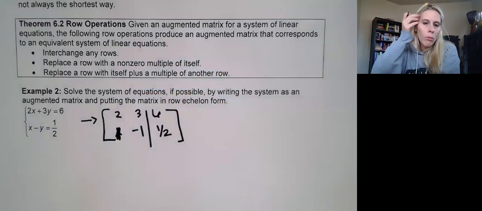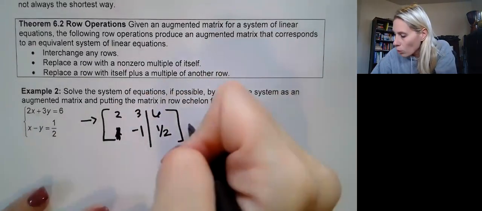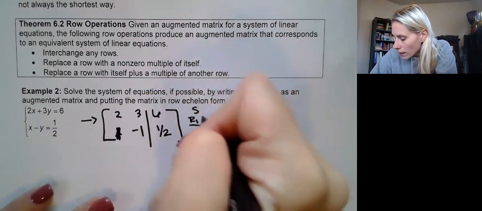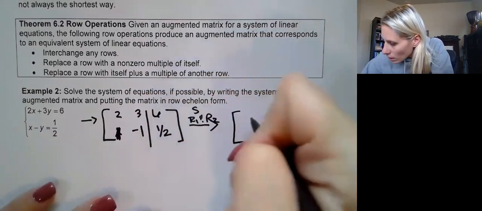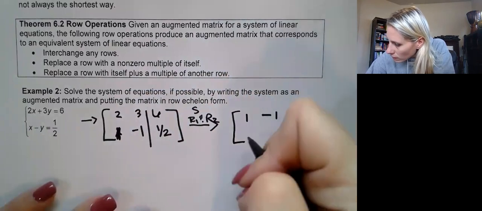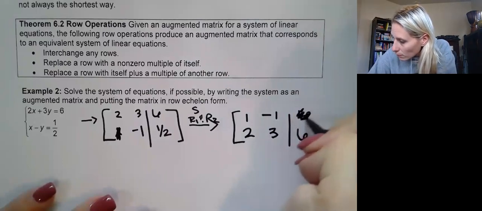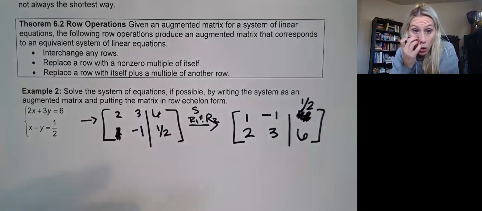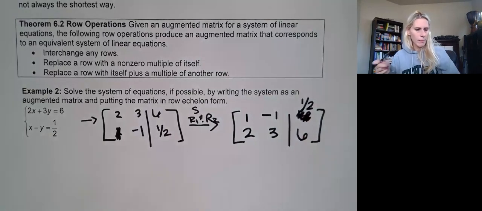All right, so what's the first thing we might want to do? Well, we need the x to be 1 in that upper left-hand corner, so why don't we switch row 1 and row 2? 1, -1, 1/2, 2, 3, 6, and of course I did that wrong. And these are mistakes you guys are going to make. That's why I don't mind making them right now. Okay, don't forget to switch the whole row, not just part of it.